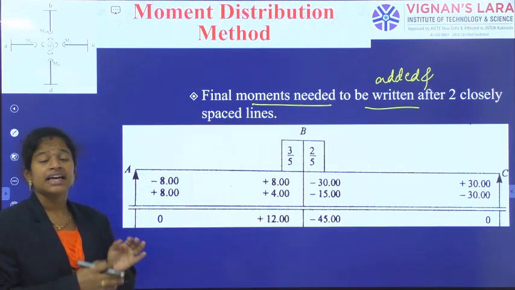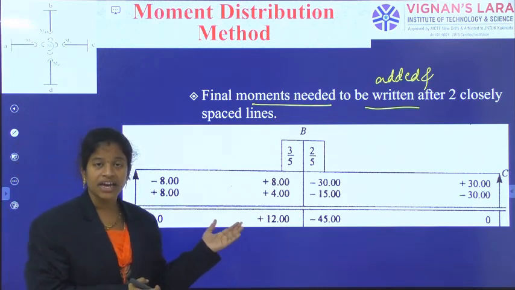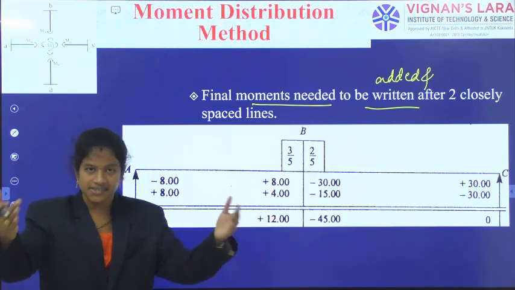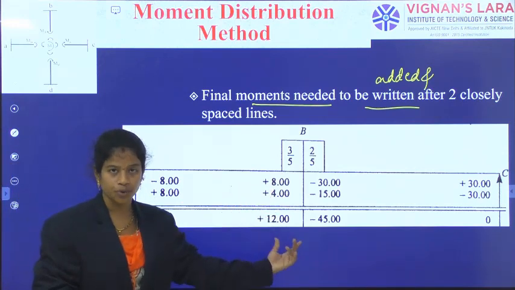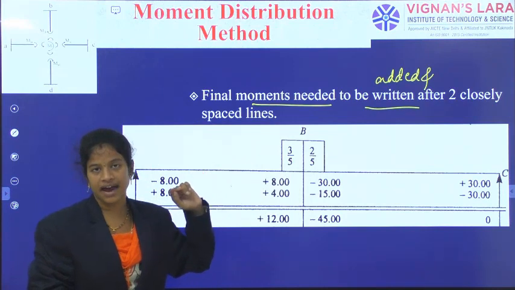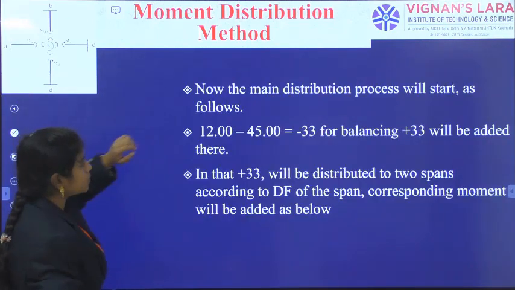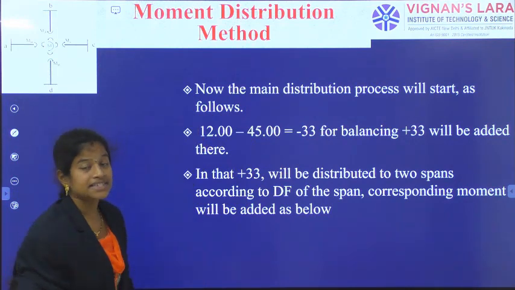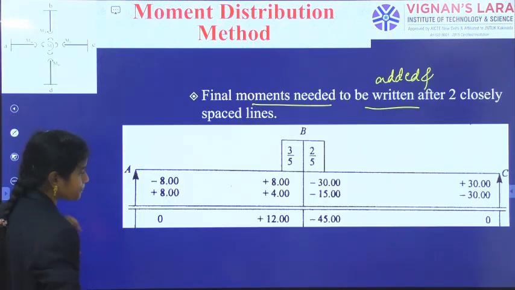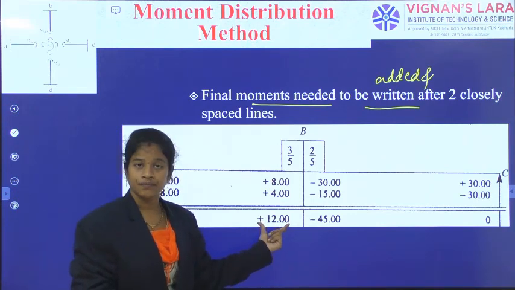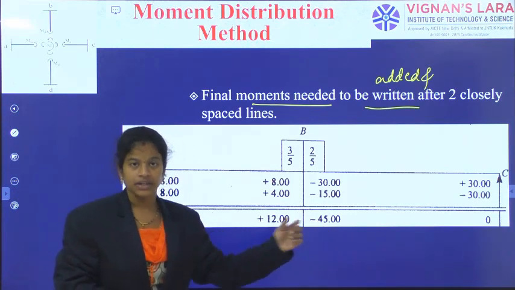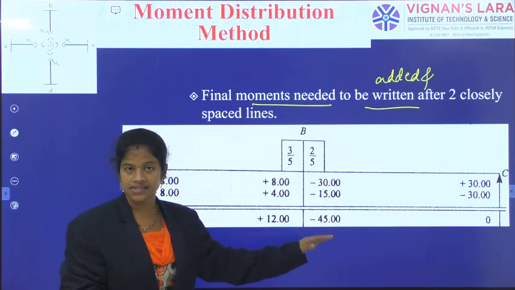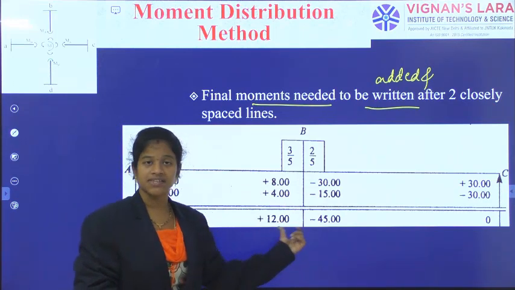The next thing, the main distribution. Till now we have only fixed end moments, only due to support conditions. Now I am coming into the main distribution process using the distribution factor. Okay, what is that? So the main distribution process will start now as follows. How is it starting? Once you see here, this is 12 and this is minus 45. So at this joint only the process will start. Now I should sum up these two.